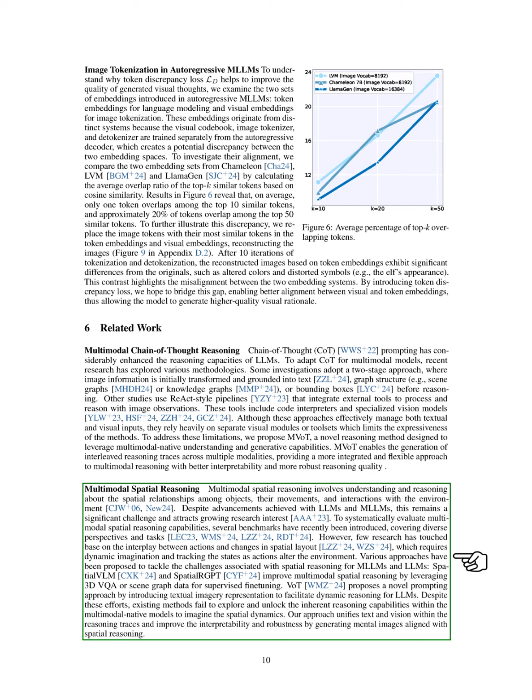Various methods, like spatial VLM and spatial RGPT, have been proposed to enhance spatial reasoning using 3D data. However, existing approaches often overlook the potential of multimodal native models to visualize spatial dynamics. Our method integrates text and vision within reasoning traces, improving interpretability and robustness by generating mental images that align with spatial reasoning.